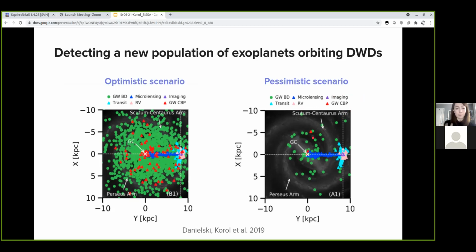And a big advantage compared to the other detection methods for these tertiary companions is that you can detect them as far as LISA can detect double white dwarfs, so everywhere in the galaxy. And that would be possible also in the satellites, but only for the most massive ones.